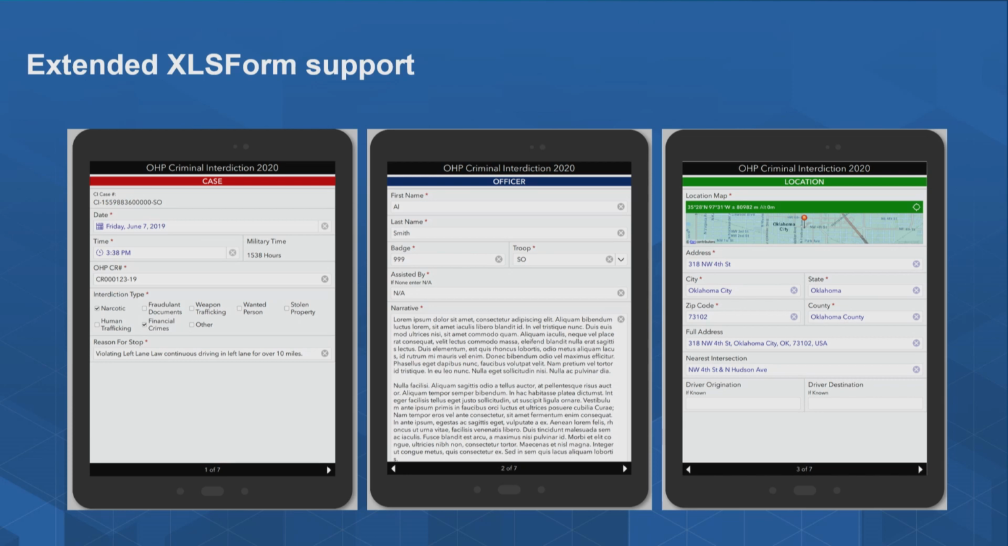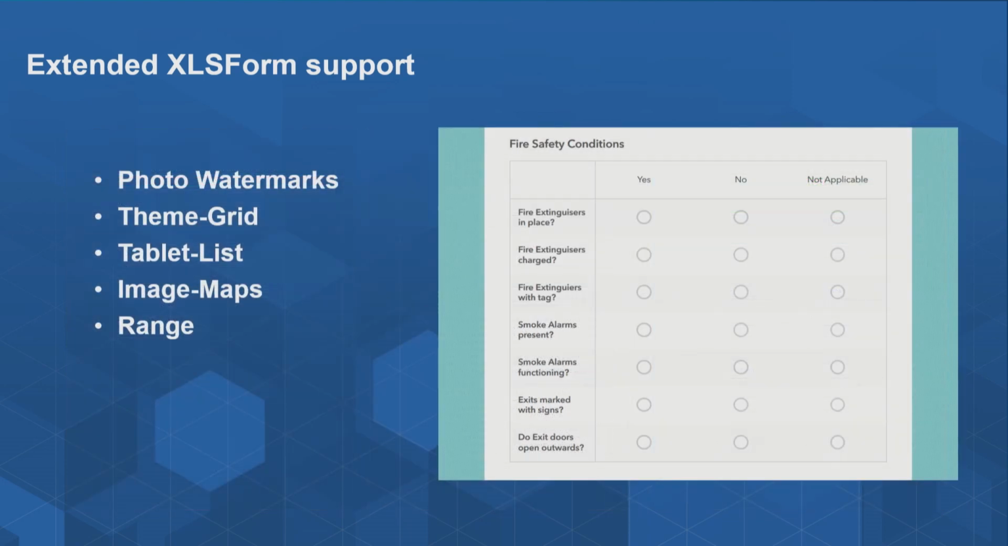Here's another example. This is from the Oklahoma Public Safety Department. Interdiction. So it's basically, if someone carries drugs in their car, the police officer stops, brings the tablet, and this is what they use to capture the evidence. They take photos, they capture the location, information about the car, information about the person. You can see it has 7 pages. There are only 3 of them here.